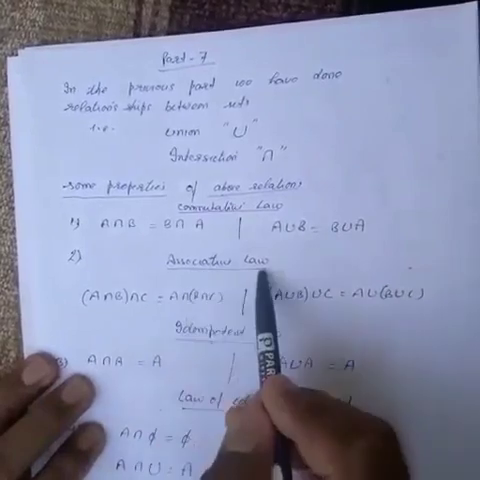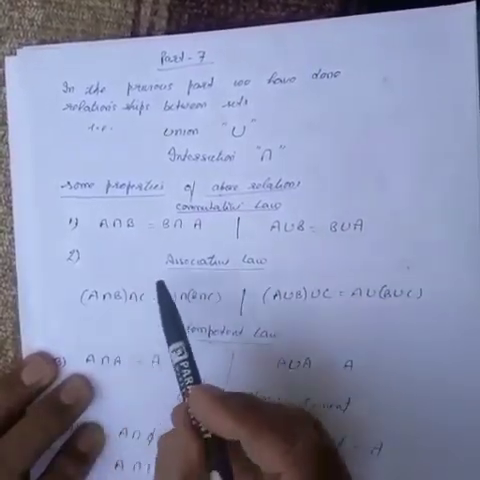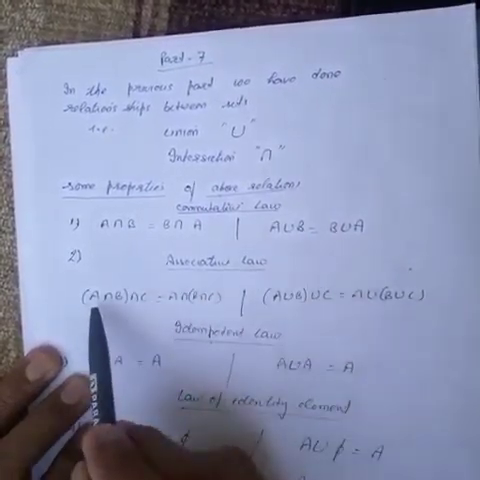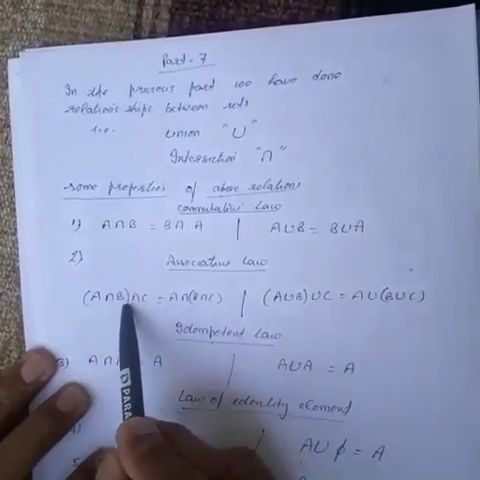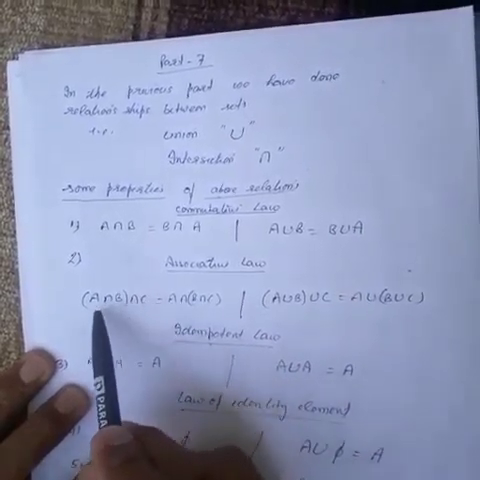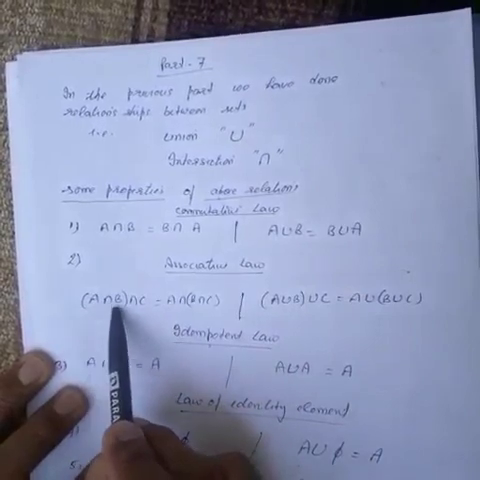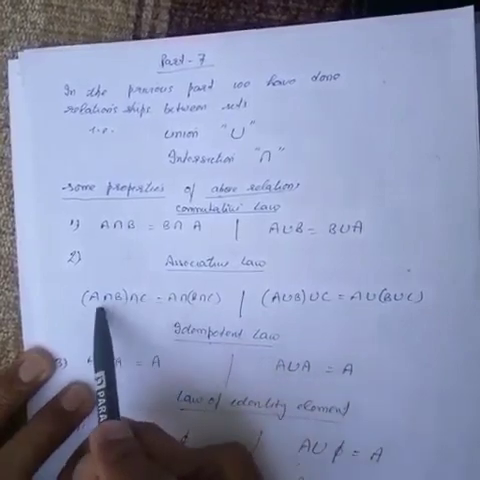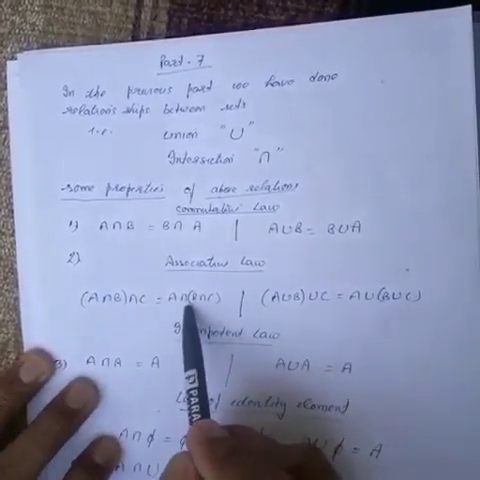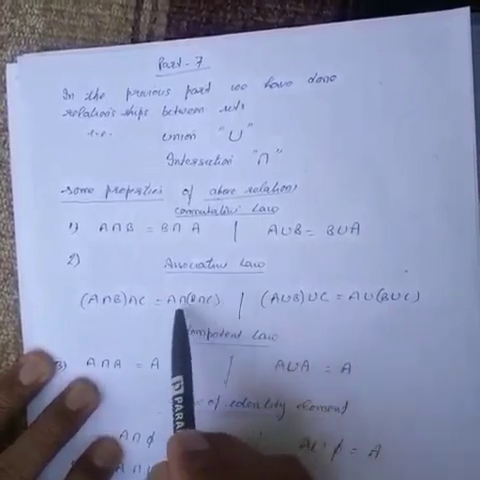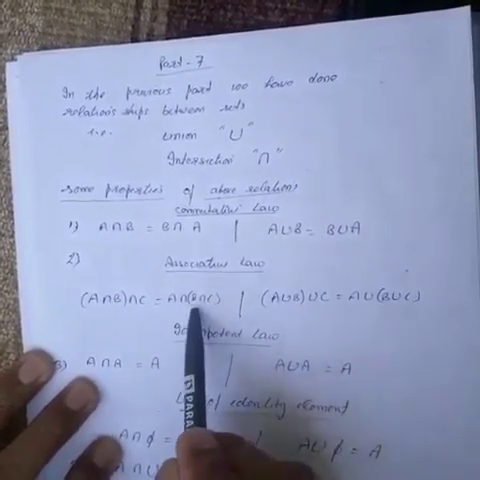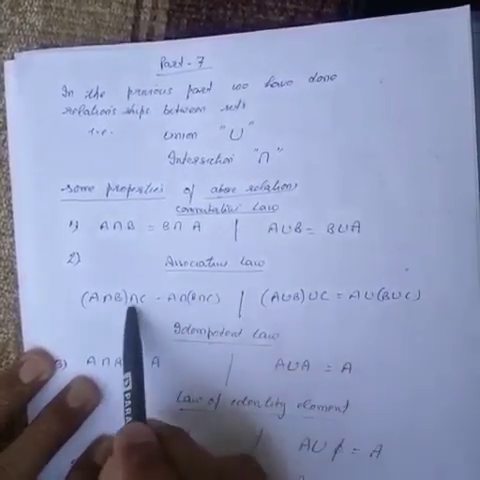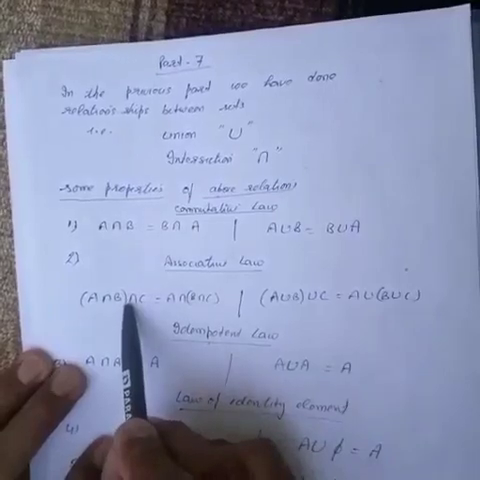Second, the associative law. Now what is the associative law for intersection? To understand this, consider three sets A, B, C. If you want to write A intersection B intersection C, it means to evaluate this, we first evaluate A intersection B and then its intersection with C. This will be equal to A intersection B intersection C, where to solve the right hand side, we first evaluate B intersection C and then its intersection with A. So both will be equal. It is called the associative law for intersection.